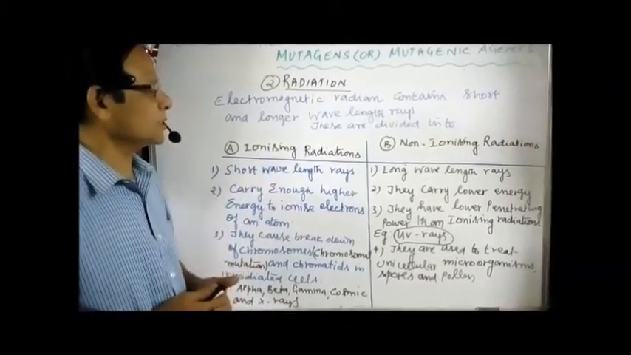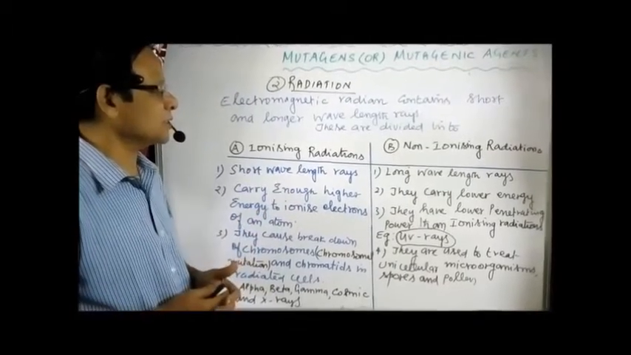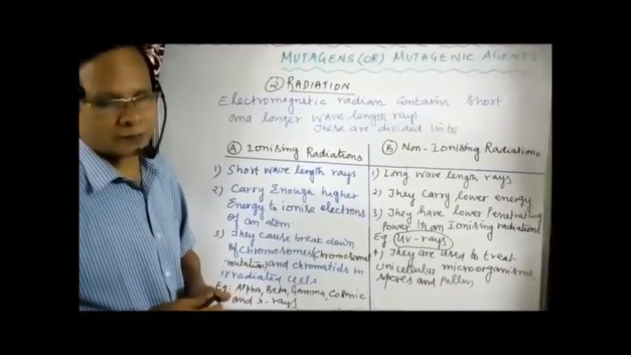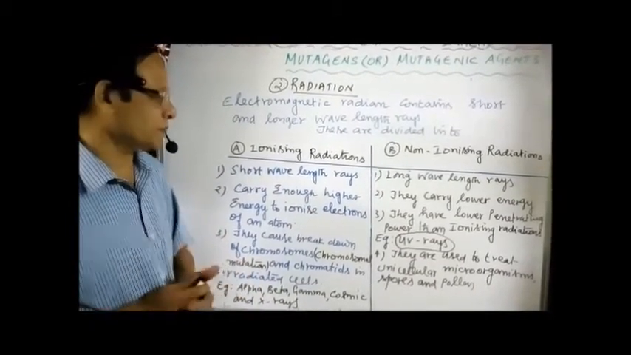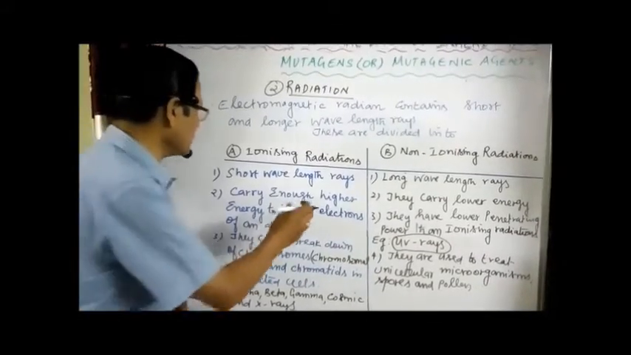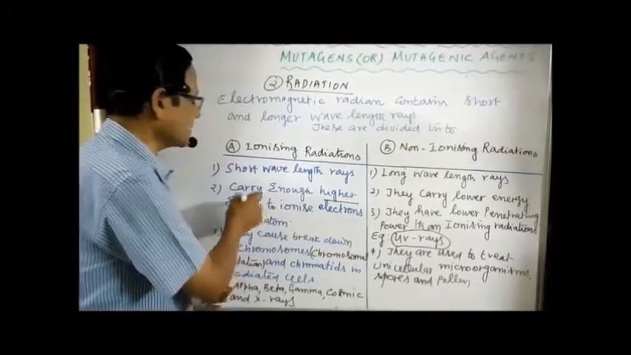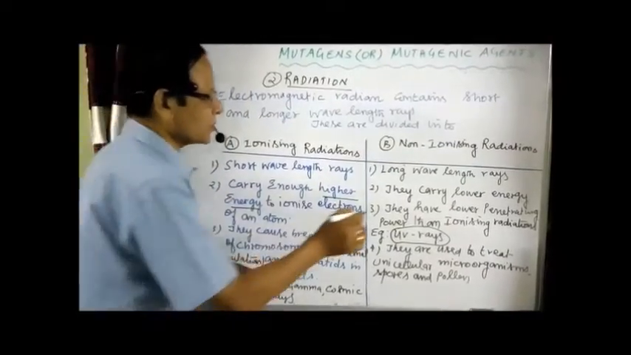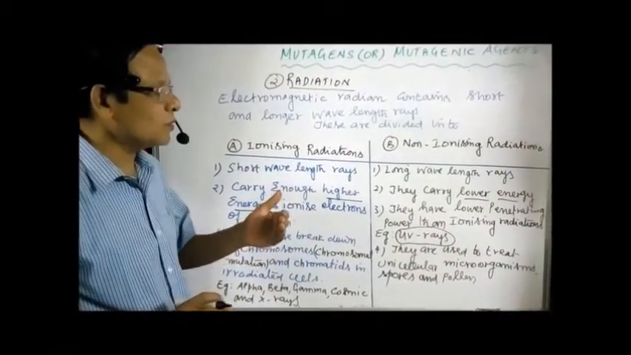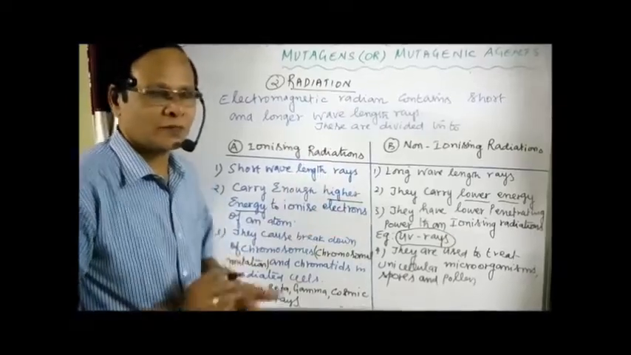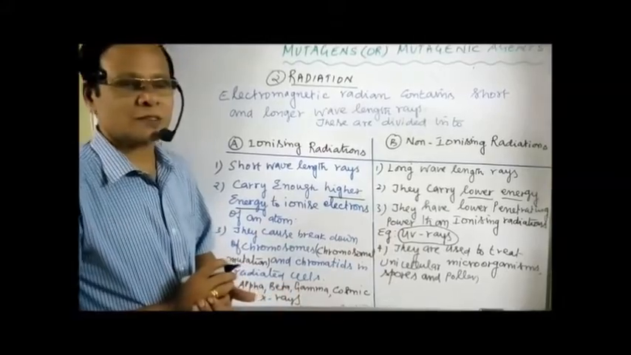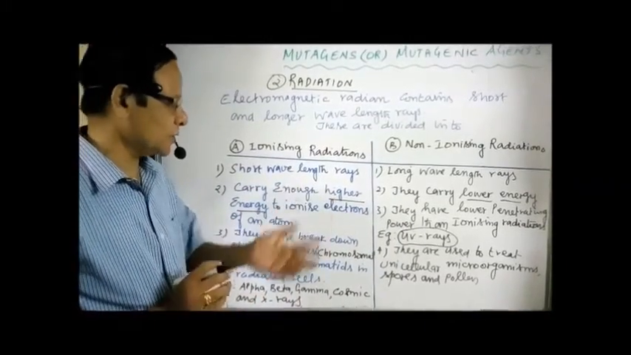That's about ionizing radiations. In comparison with the ionizing radiations, the non-ionizing radiations have long wavelength rays. They carry lower energy, unlike ionizing radiations, which carry higher energy. Because of the lower energy, they have lower penetrating power than the ionizing radiations. For example, UV rays, the best example for non-ionizing radiations.